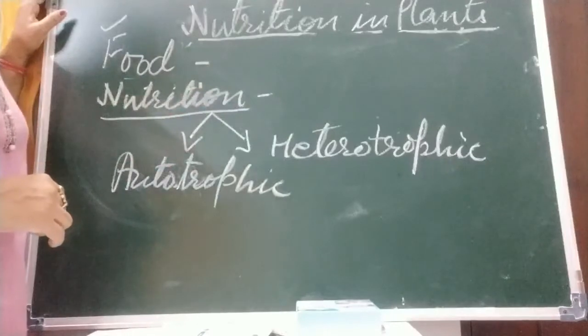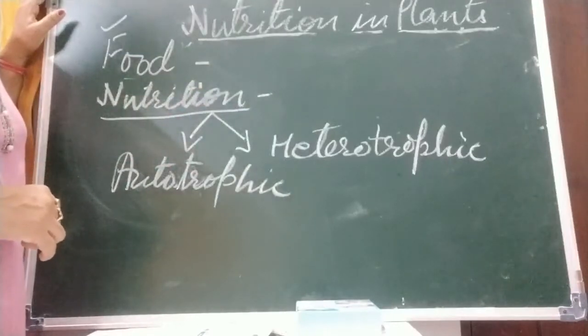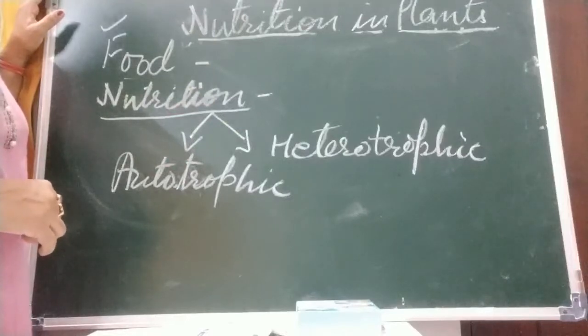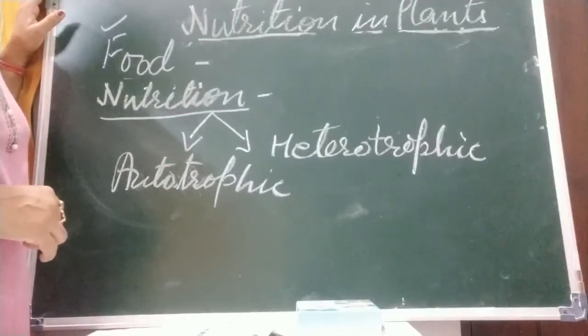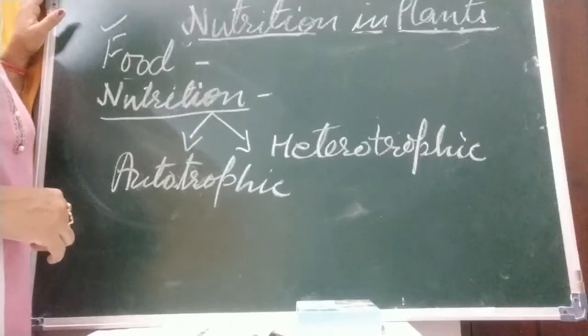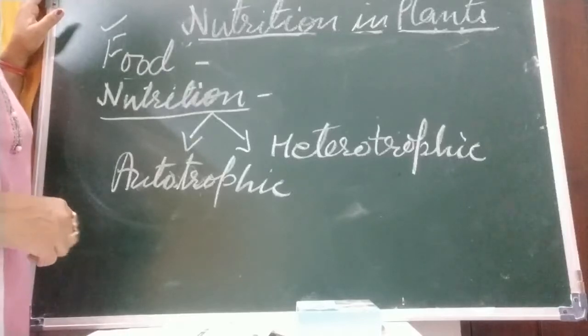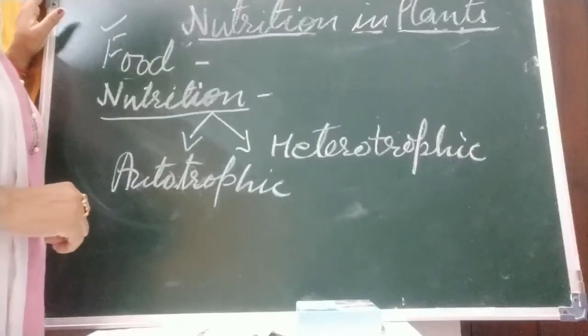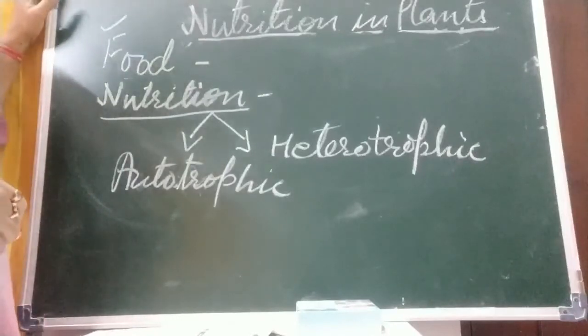After that, what is nutrition? What is nutrition, children? The process by which food is taken in by an organism and used by its body is called nutrition. Is this clear? The food is taken by the organism and utilized by the organism is called nutrition.